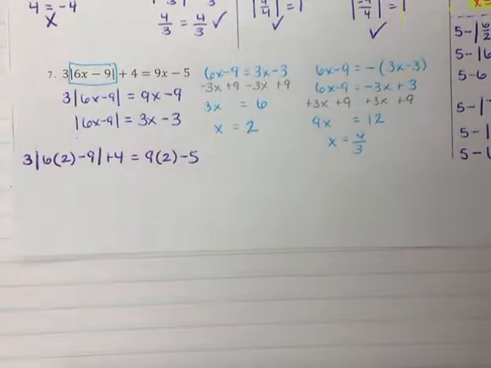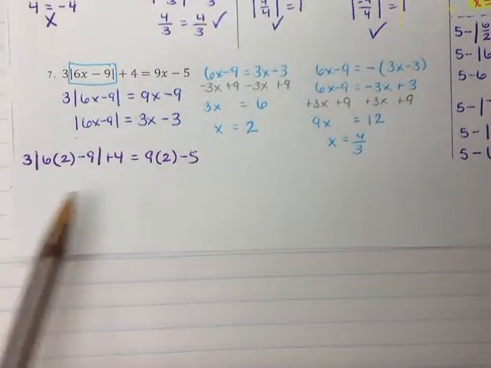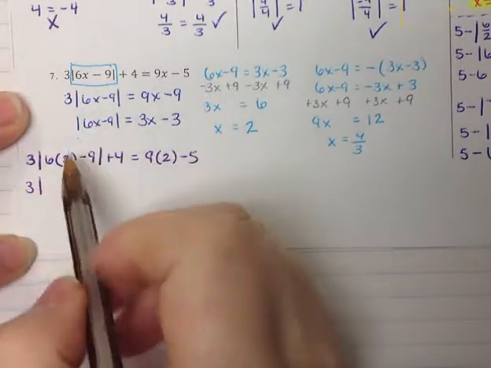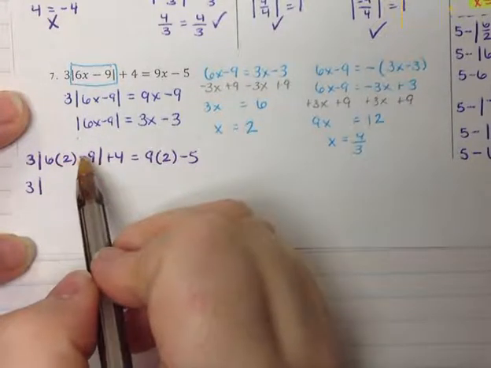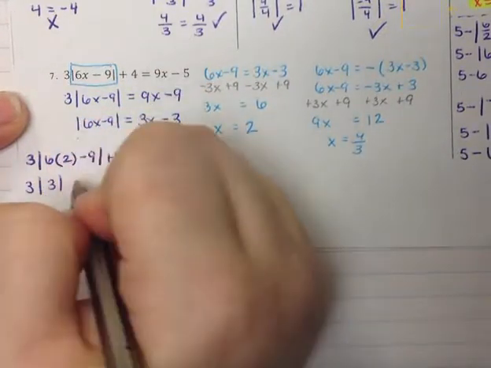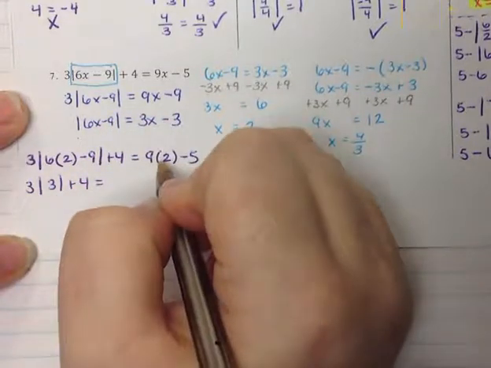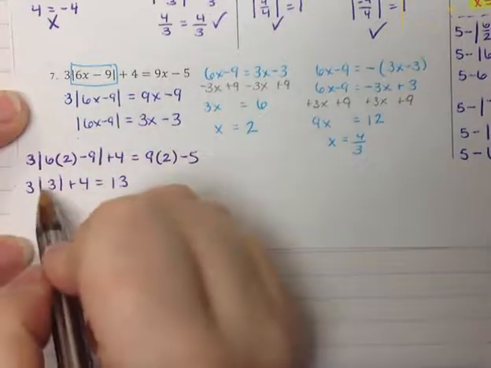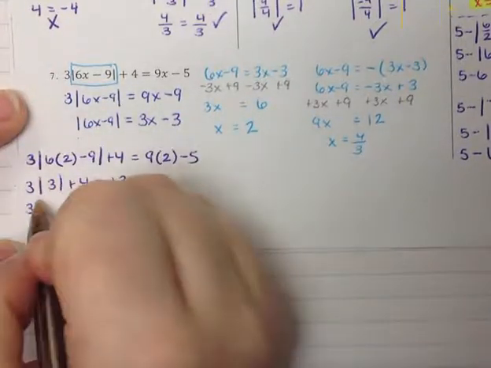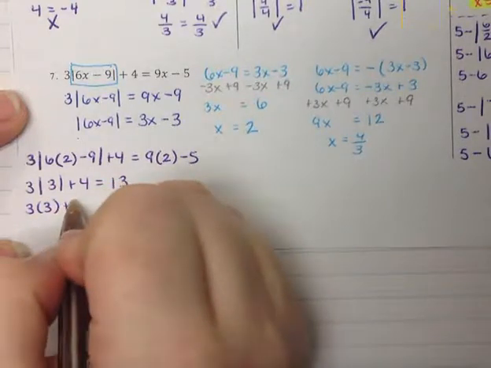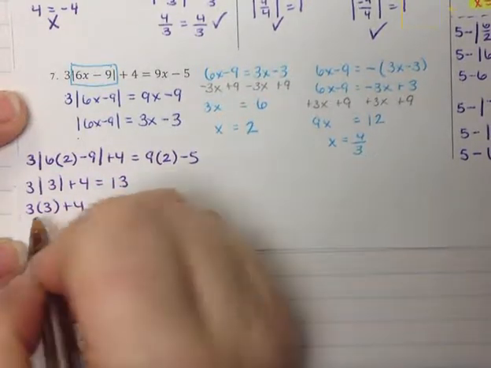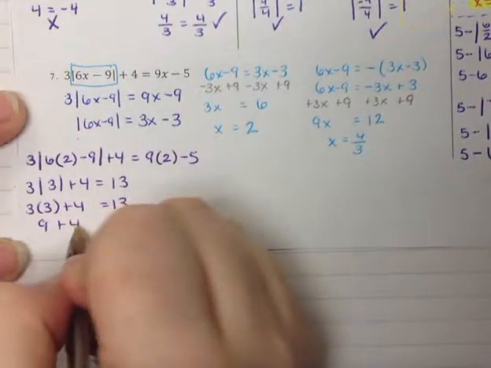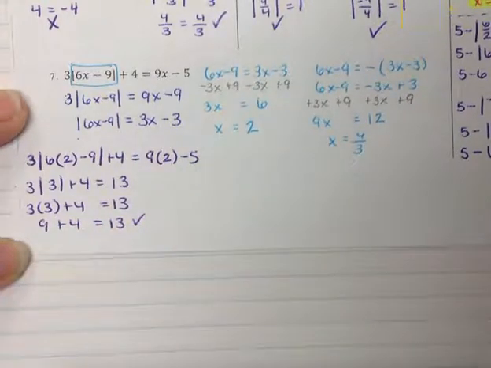Now I can do this in my calculator, and I will show it in the calculator after I do this by hand. So we still have the 3 absolute value. 6 times 2 is 12, minus 9 is 3. Plus 4 is equal to 9 times 2 is 18, minus 5 is 13. So we have 3 times the absolute value of 3 is 3, plus 4, is supposed to equal 13. 3 times 3 is 9, plus 4, so 9 plus 4 is equal to 13, so that one is good.